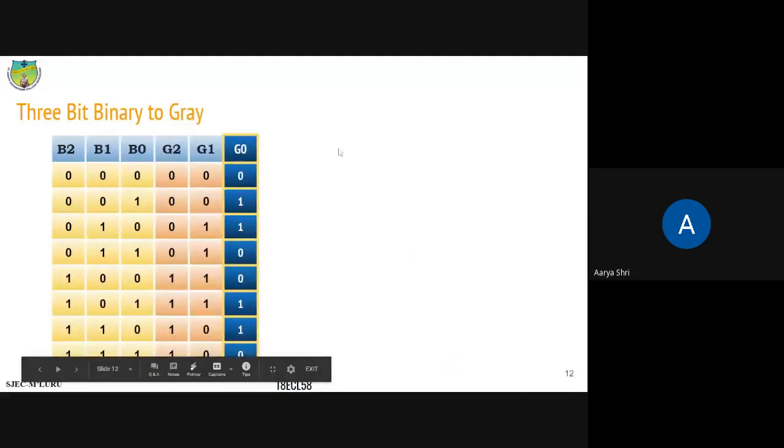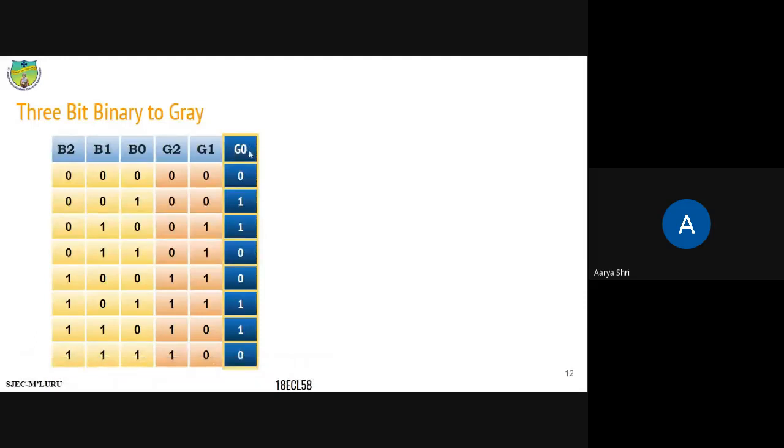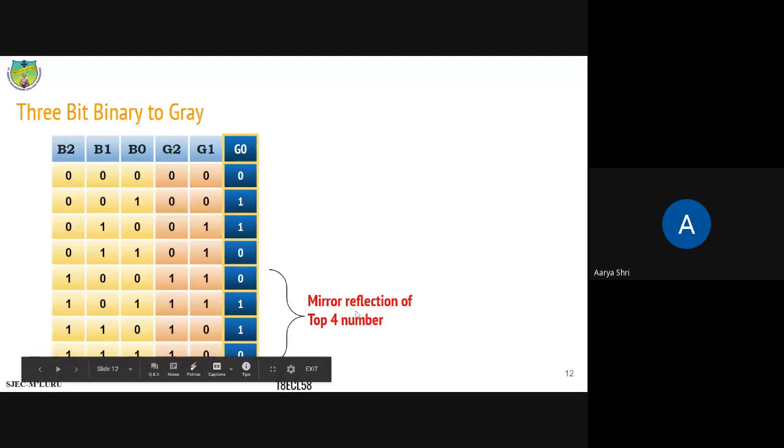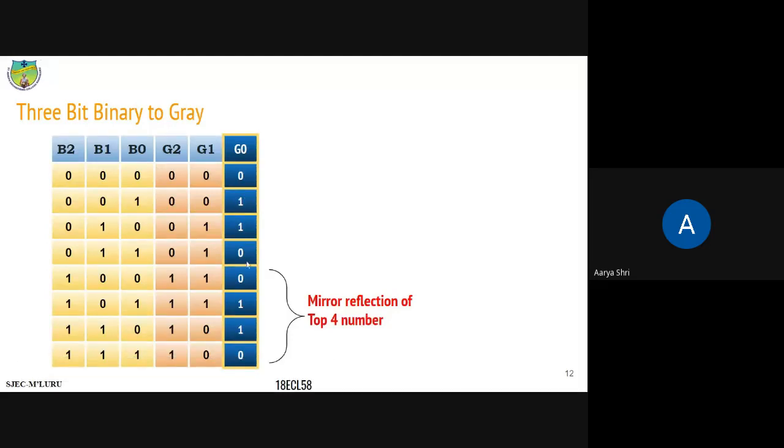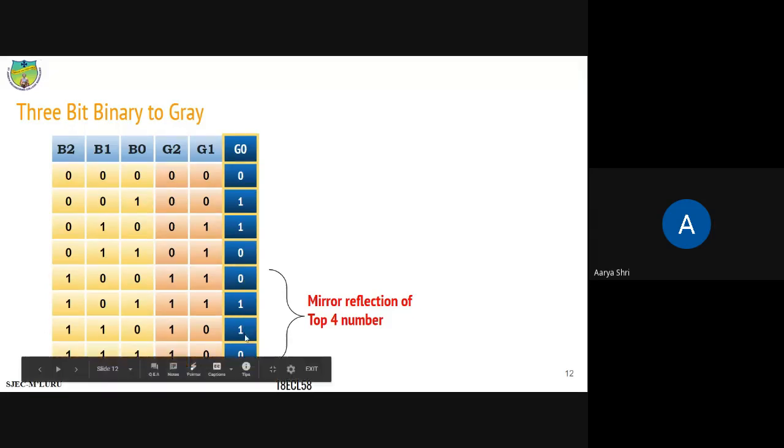Let us now consider the bit G0. In this case, you can consider it as two different blocks, and the second block is nothing but the mirror image of the first block, or the first four numbers. Here you have 0, 1, 1, 0. And in the next block you have the mirror image, that is again 0, 1, 1, 0.